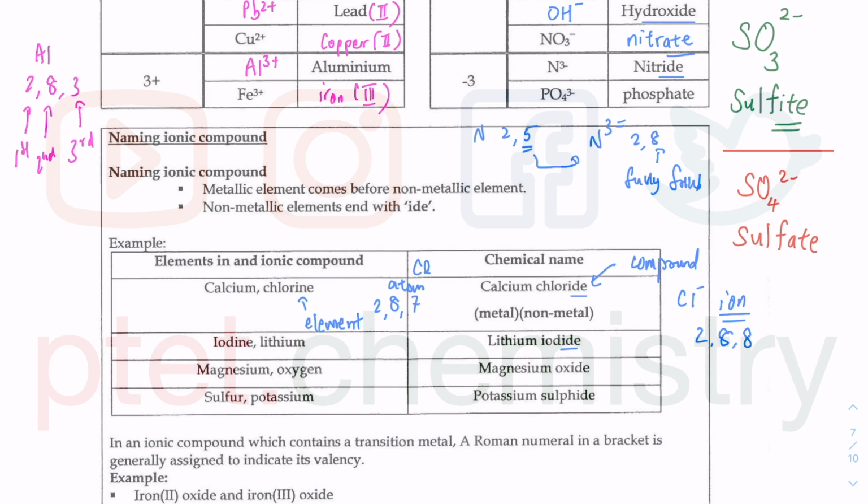Lithium iodide, iodide because you have I minus. You also have Li plus. Magnesium oxide, you have magnesium group 2. This is group 2, therefore it's Mg2 plus. Oxide, O2 minus, group 6, so there's O2 minus there. Potassium sulfide, you have to be careful with this spelling a little bit. Like I said earlier, there's a change in the spelling.